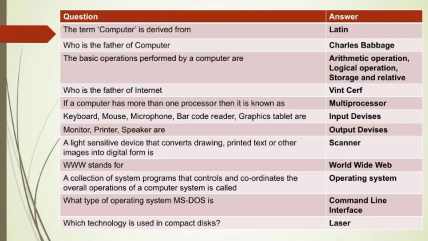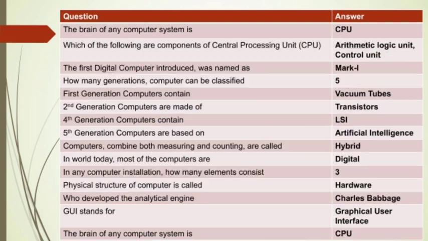WWW stands for World Wide Web. A collection of system programs that controls and coordinates the overall operations of a computer system is called the operating system. What type of operating system is MS-DOS? Command line interface. Which technology is used in CD? Laser. The brain of any computer system is the CPU. What are the components of CPU? Arithmetic, logic, and control unit.